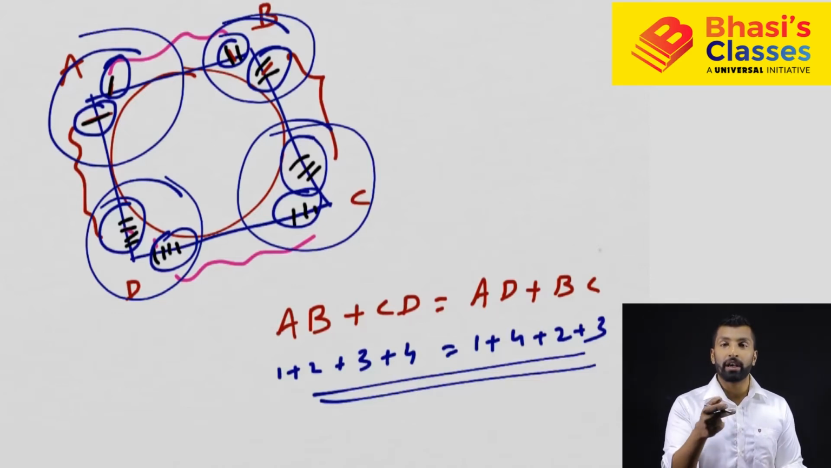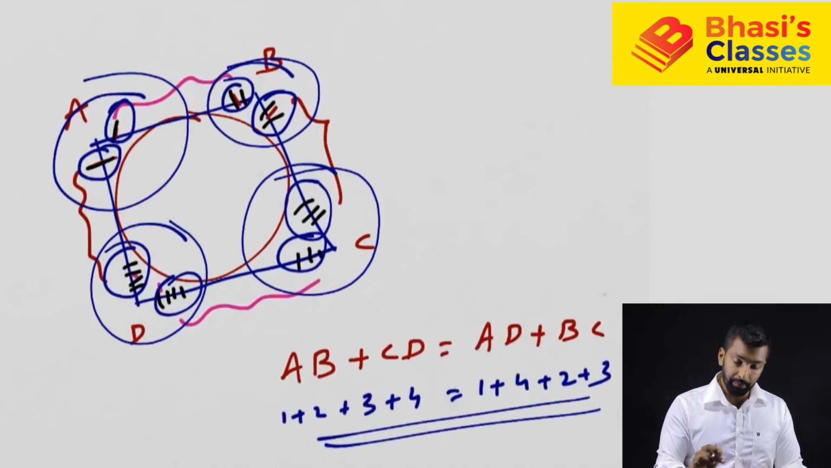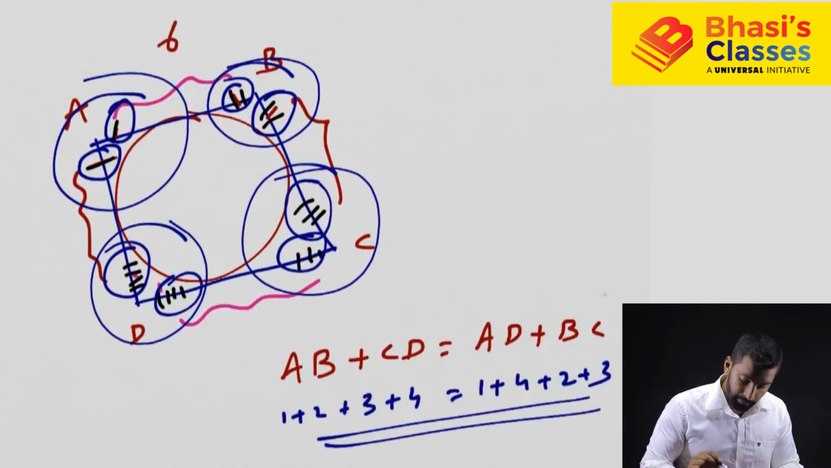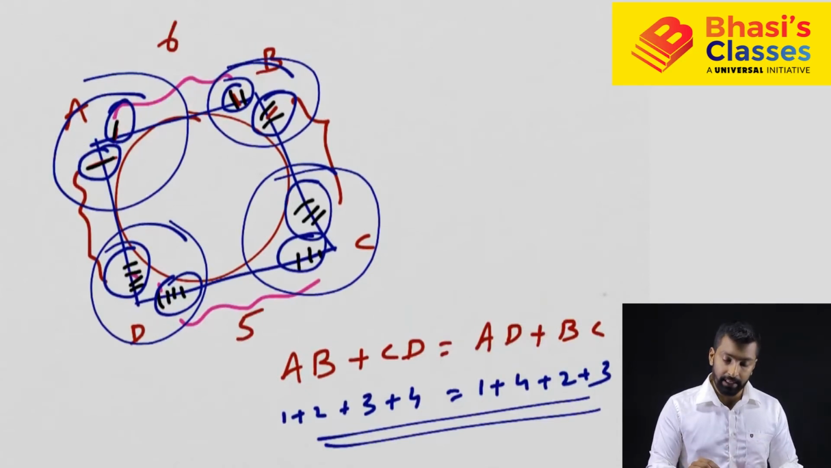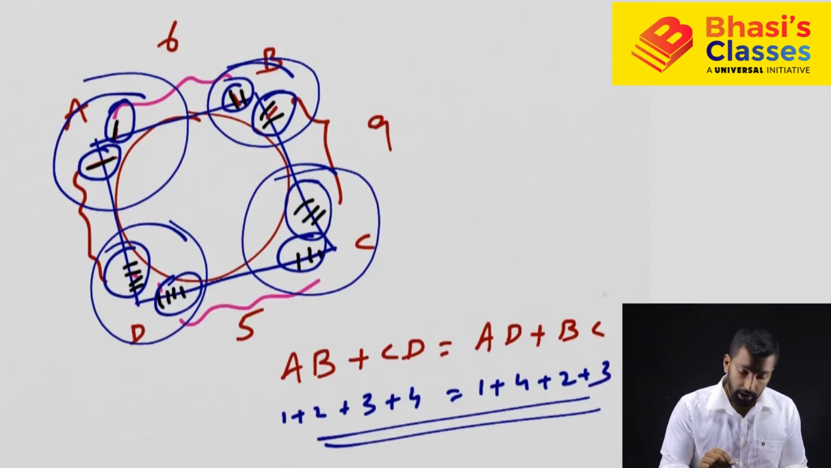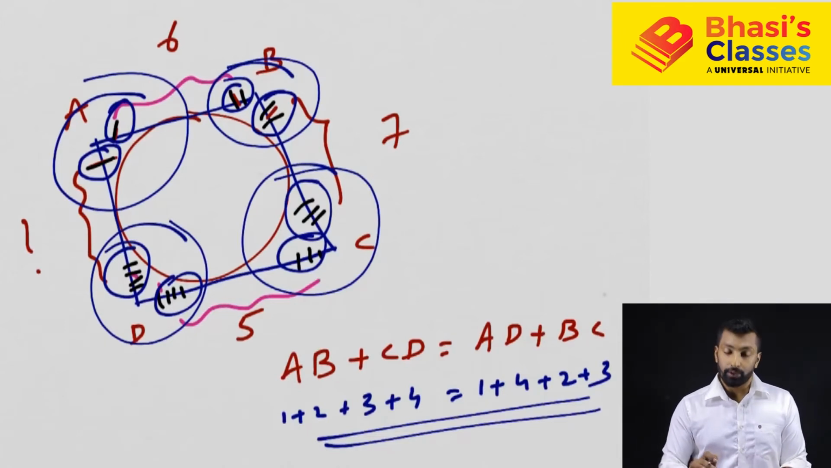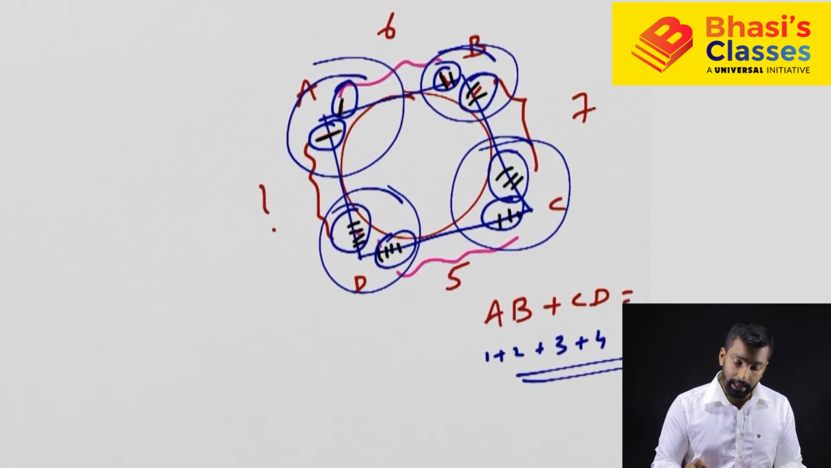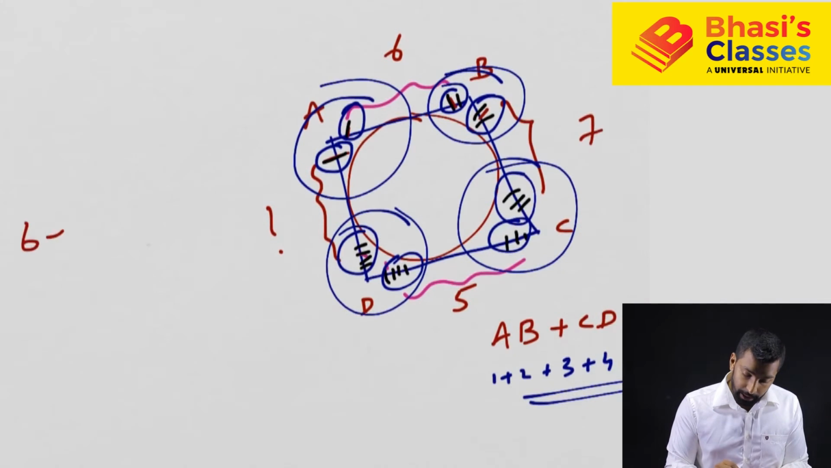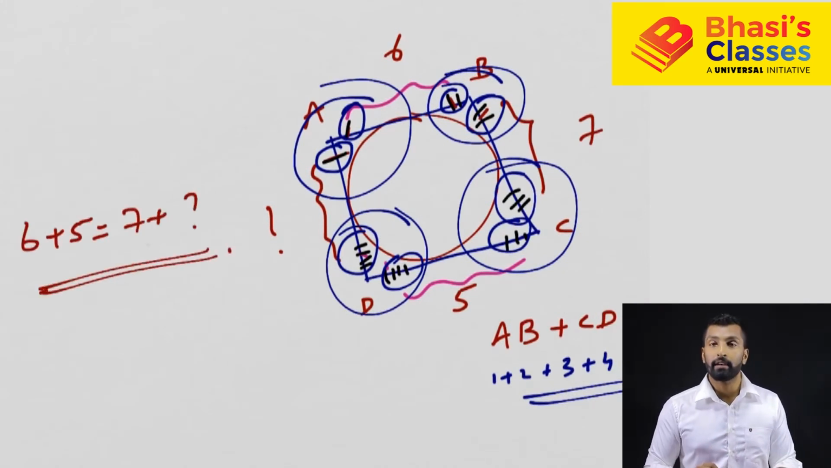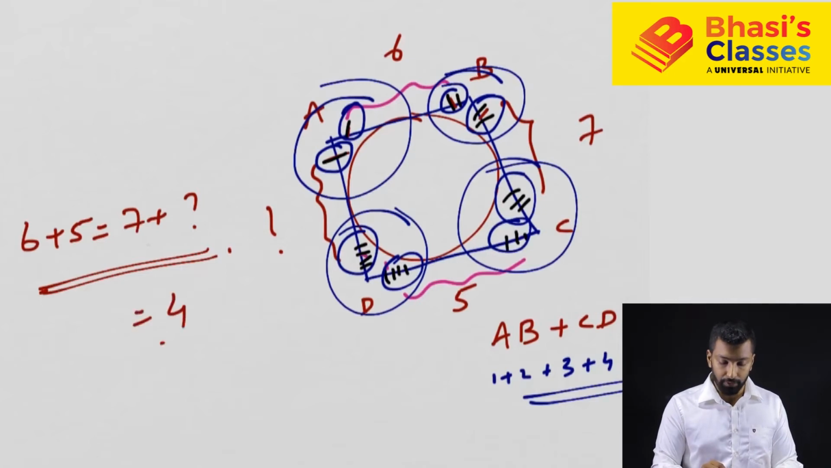You won't believe it if I give you a question which was asked in CAT. See, this side was 6, this side was 5, this side was 9, or let me put it as 7. These three sides are given and I am asking you this side. So effectively what I am asking you is 6 plus 5 is equal to 7 plus what? This is the question. You will get the answer in seconds, that is 4.